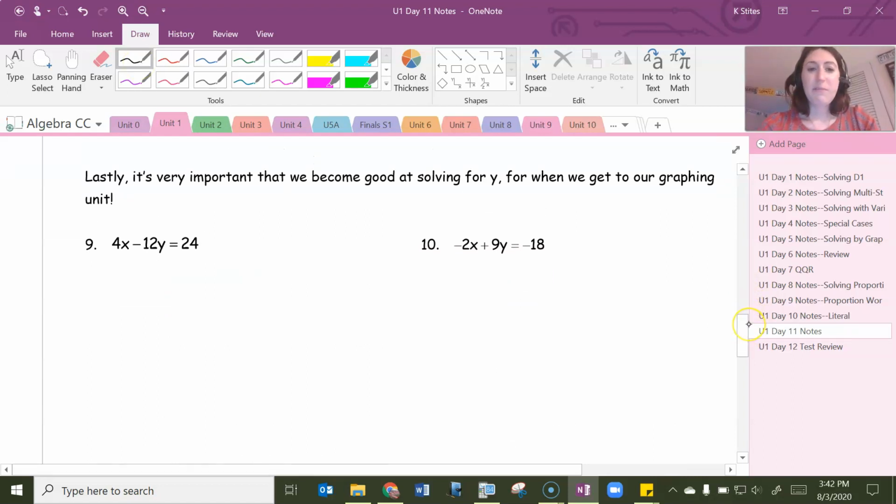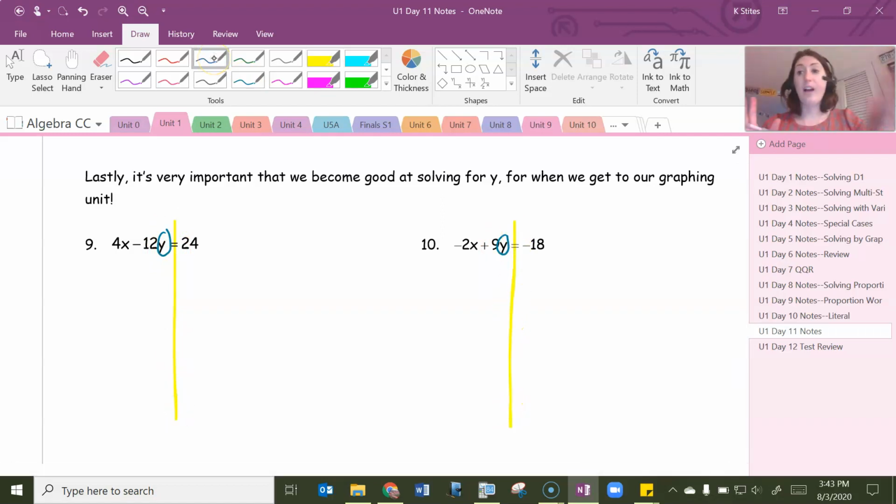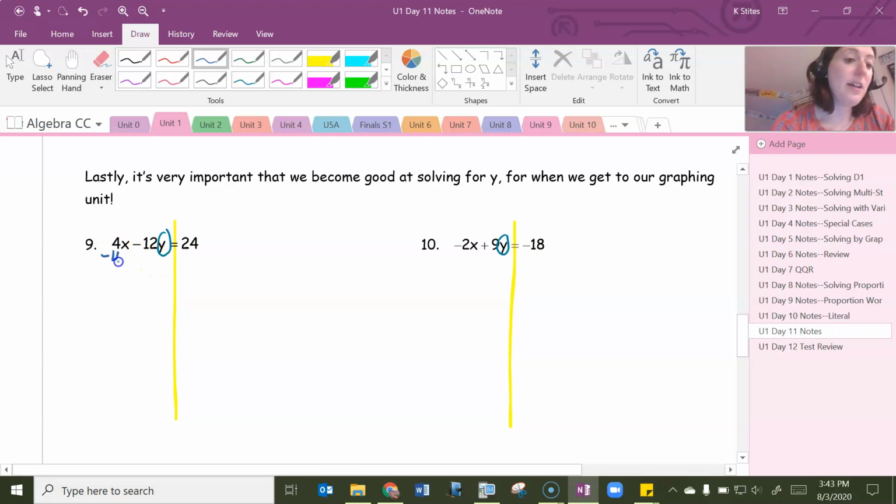Lastly, it is very important that we become good at solving for y for when we get to our graphing unit. Okay, solving for y for both of these. If you want, you can go ahead and circle those y's right now. I'm going to draw on my lines as well. So again, undo addition and subtraction first. The 4x here, that's what's being added on. I know it looks like it's being subtracted on, but it's really a plus here. And then you have a negative 12 that's multiplying to y, so we'll divide that last. But your first step will be to subtract the 4x.